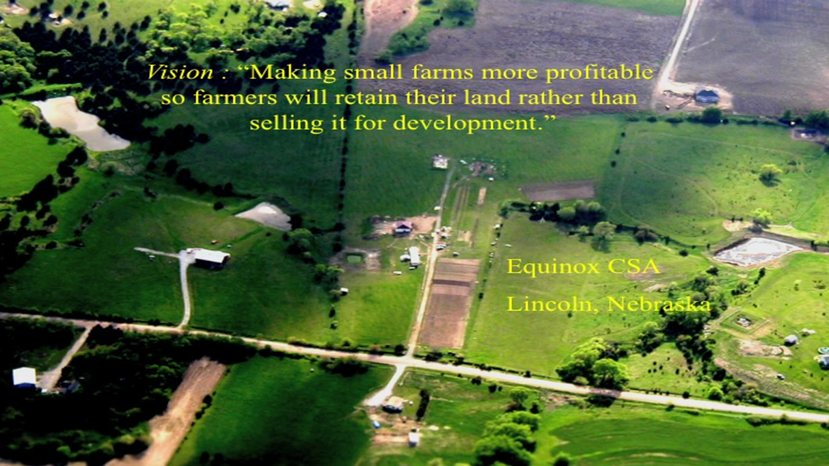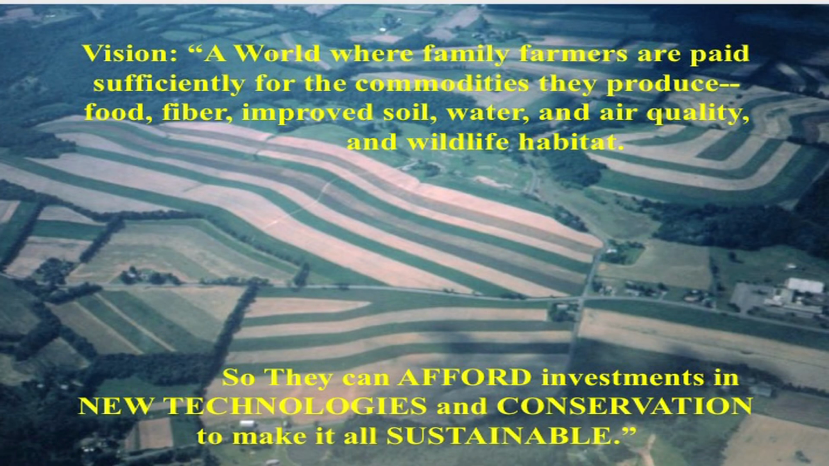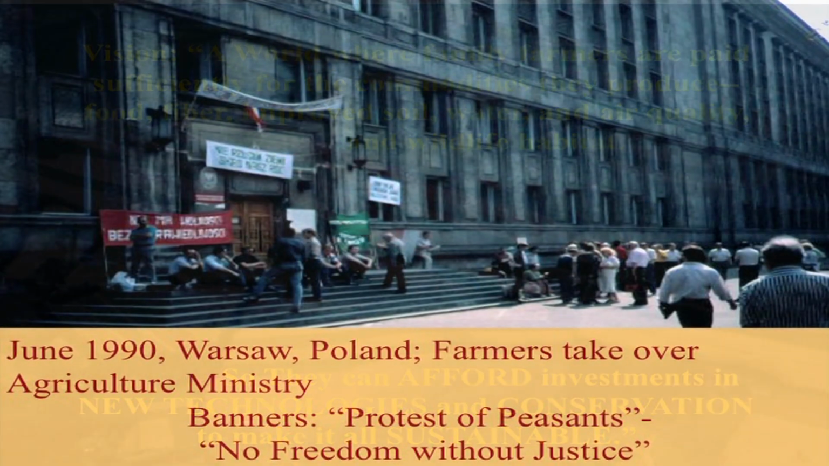Charlotte Haynes, Haynes Hosiery. This is of Equinox CSA in Lincoln, Nebraska. Deputy Richard Rominger, his vision: a world where family farmers are paid sufficiently so they can produce not only food and fiber, but also soil, water, and air quality and wildlife habitats, and afford the investments in technologies for conservation.